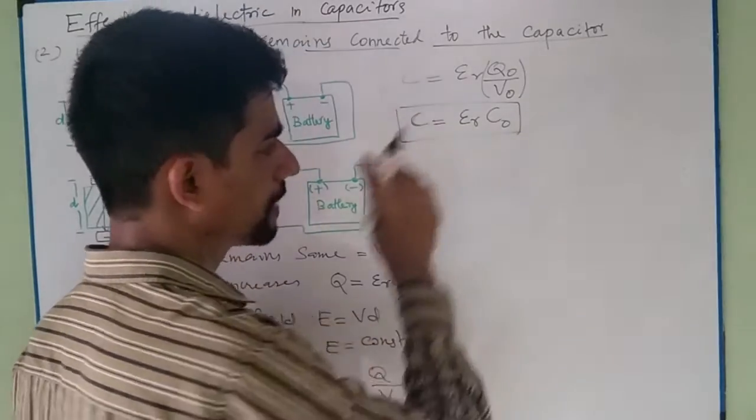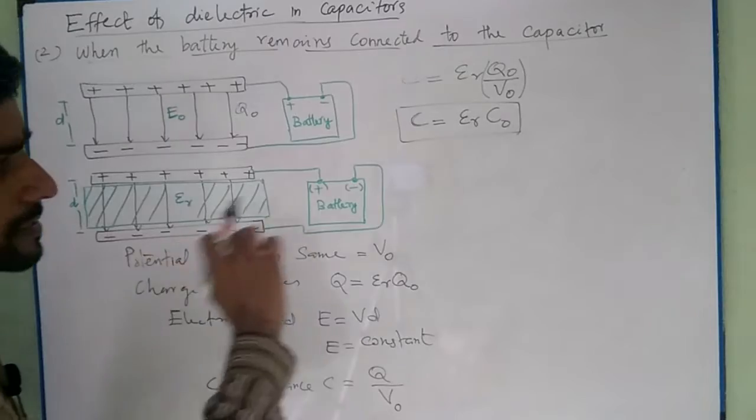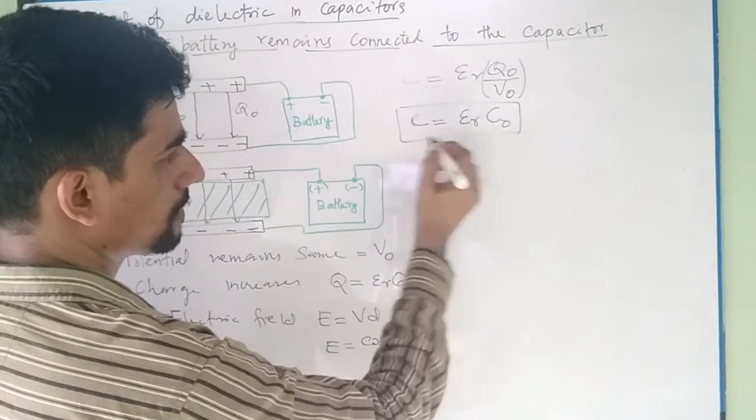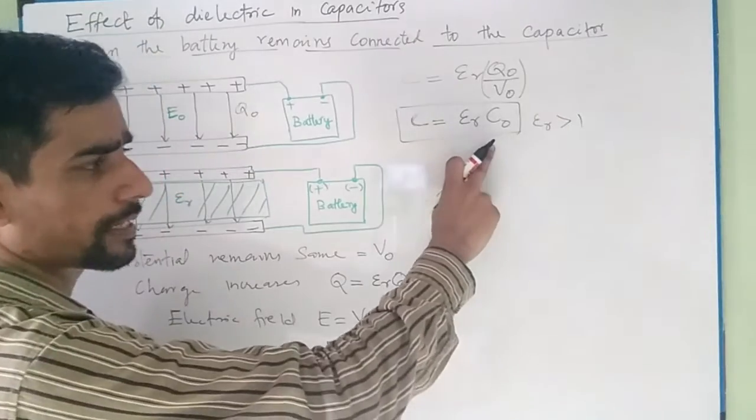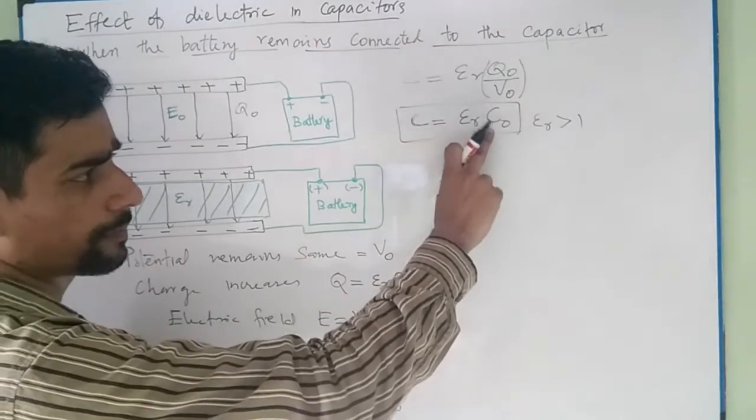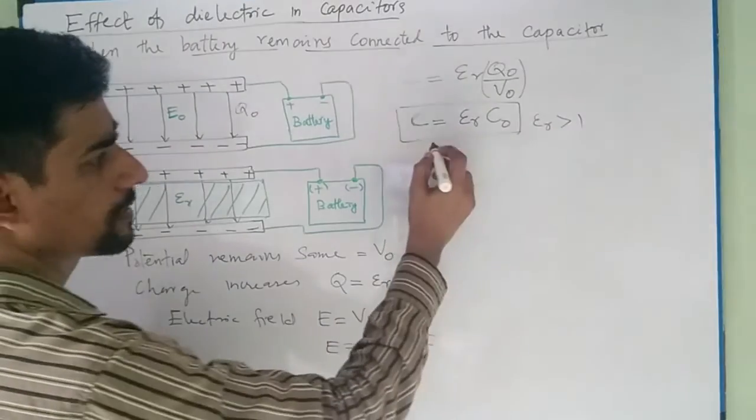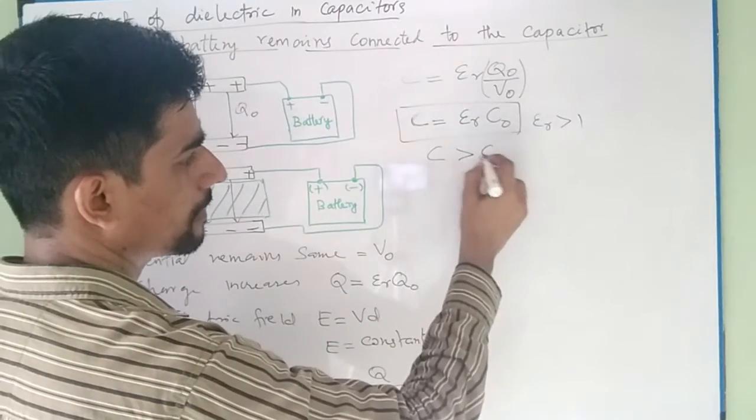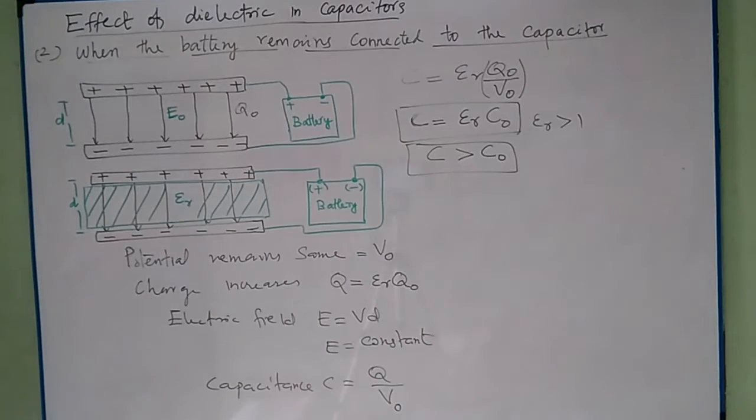So in this case, we can conclude that when the dielectric is introduced between the two plates, the capacitance of the capacitor increases because epsilon R is greater than 1. When you multiply a quantity with a number greater than 1, you get a greater number. So C is greater than C0. That is, the capacitance of the capacitor is greater than the capacitance before the introduction of the dielectric between the two plates.